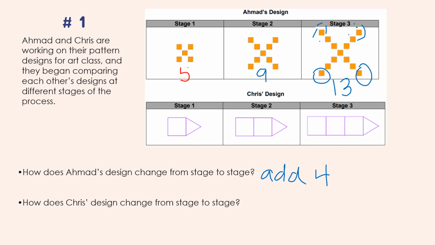Now for Chris's design, what we're looking at are the number of segments. We're not looking necessarily at the shapes because then it may or may not make sense to some of you. So, they all have a triangle, but then they're adding a square. But let's count the number of segments in each picture. So for stage 1, we have 1, 2, 3, 4, 5, 6. So that's 6 segments. And then we add another square, so that adds 3 more, so that's 9. And then for stage 3, we add another square, which is 3 more, so that is 12. So if we look from 6 to 9 to 12, it is increasing by 3 or adding 3. So our pattern is to add 3.